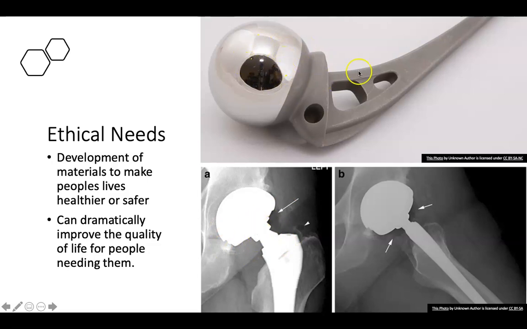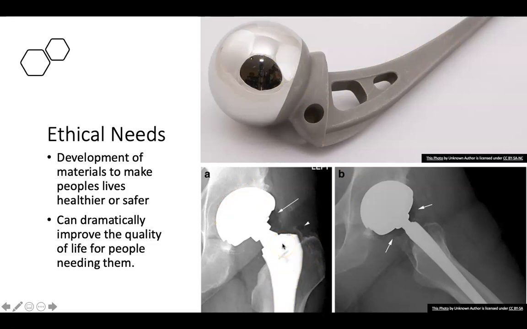So this is a ball and socket or a ball joint for the hip. This part here would go into the upper part of the femur. This part here would sit into that socket part of the hip joint. And it would look something like this on an X-ray, where we have the socket part here, sorry, the ball part there, and then this part here that would go into the femur.